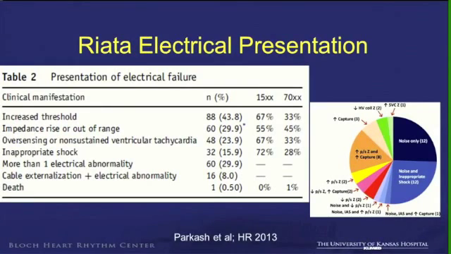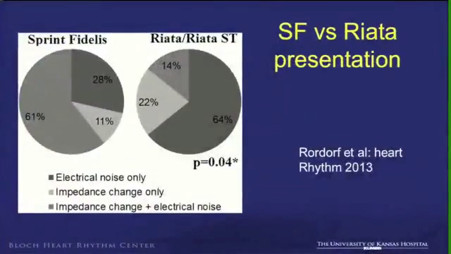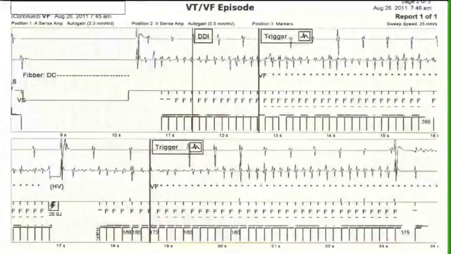So most of the mechanical failures are inert. They did not have electrical failures. On the other hand, there are electrical failures, and about 30% of them had some mechanical issues. So both go hand in hand, but the overlap is very small, and probably the mechanisms are different. So we need to keep that in mind. And obviously, the Sprint Fidelis and the Riata present with a different electrical failure pattern. Noise is more in Riata, and impedance change is more in Fidelis because of the mechanism of failure.